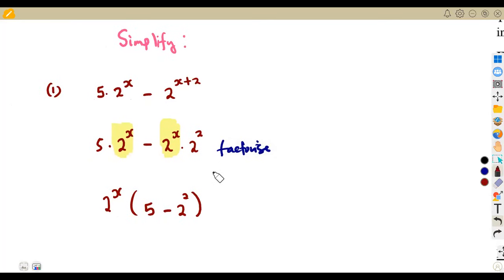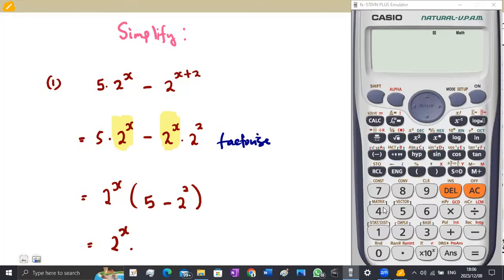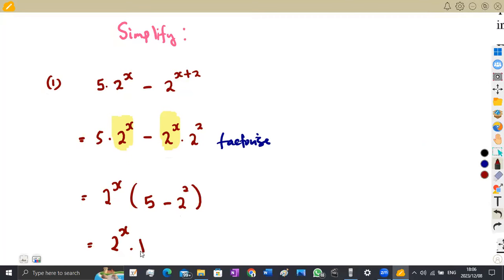You can factorize, like I said, then you can simplify this. This is 2 to the exponent of x times 5 minus 2 to the exponent of 2, which is a 1, right? You can simplify on your calculator, 2 to the exponent of 2, that's a 4. So that's 5 minus 4, which is a 1, or you can just simplify directly on your calculator. That's 5 minus 2 to the exponent of 2, which is going to give us a 1. So that's it. Any number times 1 remains as it is.